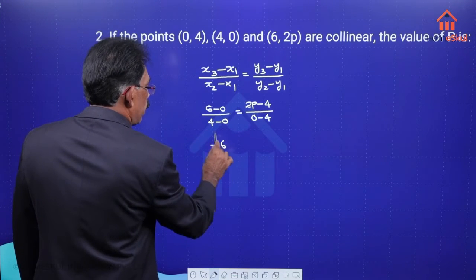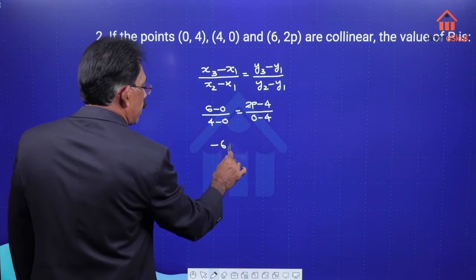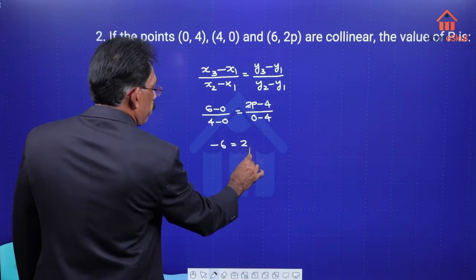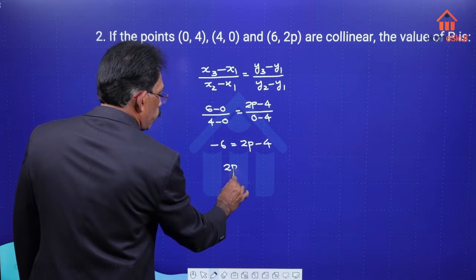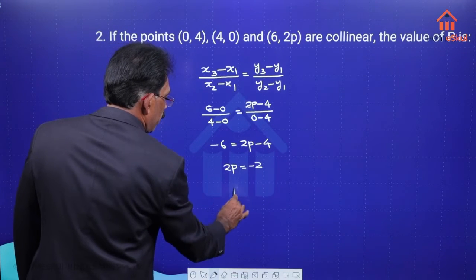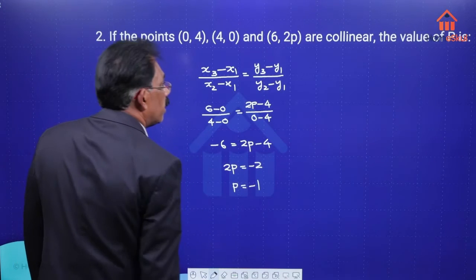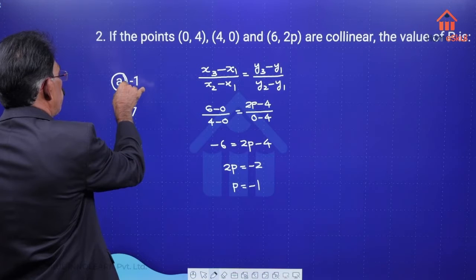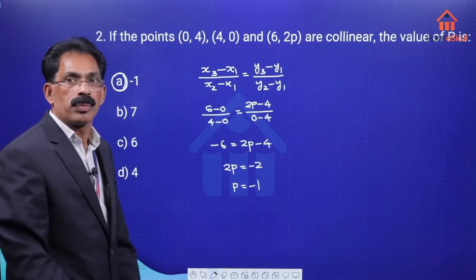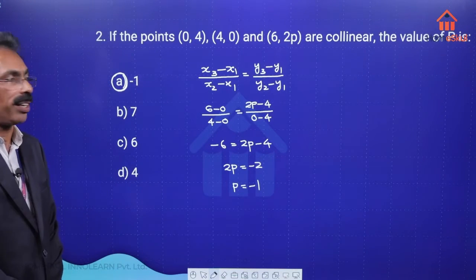So look, this is equal to minus 6. Minus 6 is equal to, that 4 and minus 4 cancel. This is minus 6 is equal to 2p minus 4. Then 2p is equal to minus 2. P is equal to what? P is equal to minus 1. Minus 1 is the answer. The correct answer is option A.